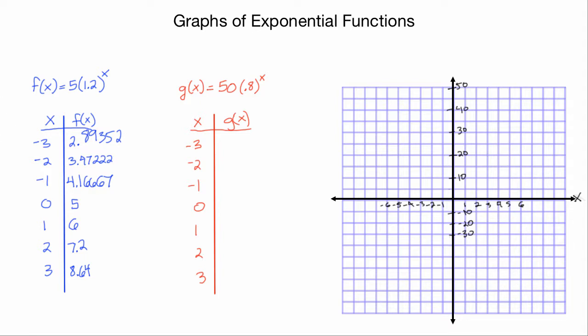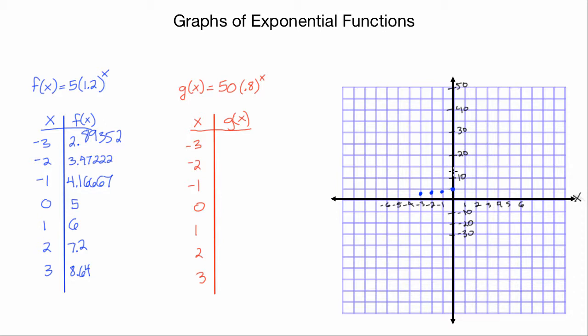All right, let's graph my blue graph now. So we've got some values. If I go to negative 3 and up to 2.89, that's going to be right about there. It's less than 5. I approximate it as best I can. Over at negative 2, 3.47, it's a little bit bigger, but not that much bigger. At negative 1, we're getting 4.16. It's close to 5. At 0, it's exactly 5.